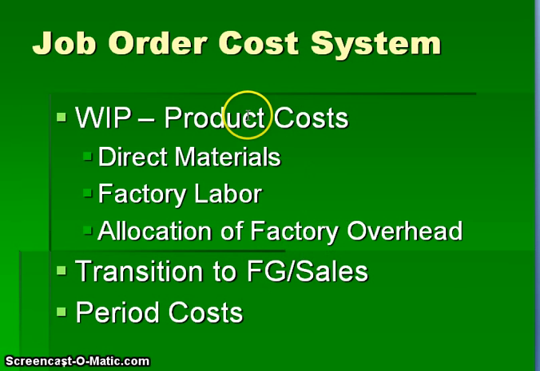To start this off, a number of items are going to go into your WIP, your work in process. Those items are going to be your direct materials, direct labor, your factory labor, and factory overhead, which we'll talk about in more detail when we get to that part. From there, we're going to transition the WIP to finished goods, and I'm going to show you how it works when you sell the item. And we're going to talk a little bit about the journal entries for period costs as well, and give you some examples of what period costs might be. So with that, let's start getting to our actual journal entries.